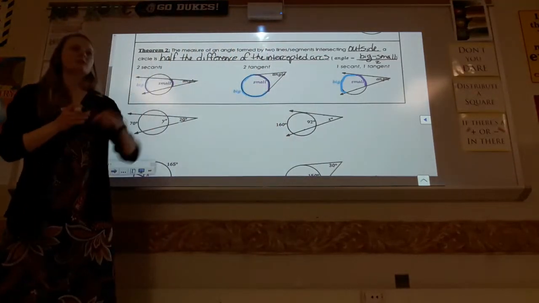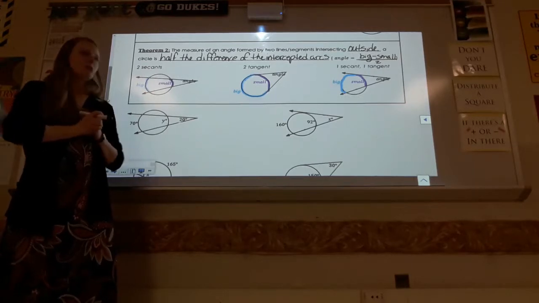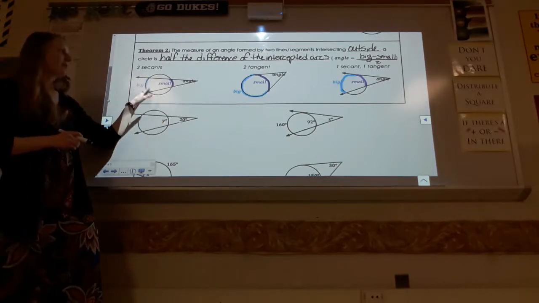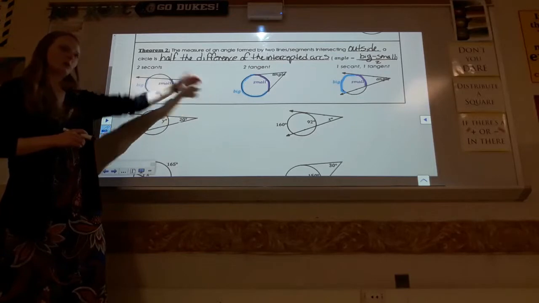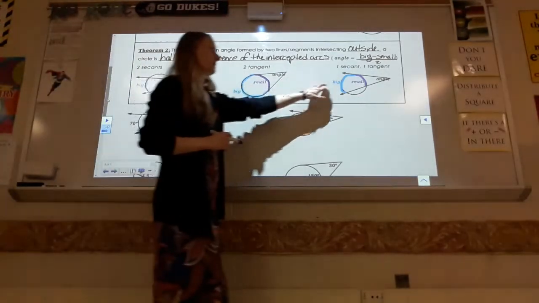Now for this one, does it matter which arc comes first? Yes, because subtraction is not commutative. So this one you have to make sure that you are subtracting the smaller arc from the bigger arc. Kind of think of it going in towards the angle when you're doing your subtraction. Okay? So big minus small in all of these scenarios.